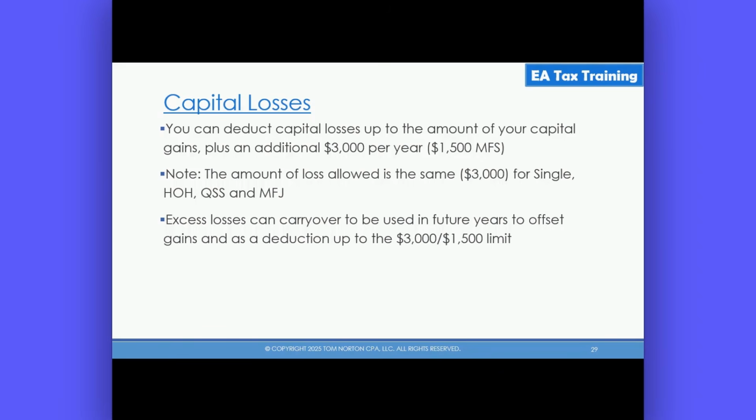If you have excess losses, those can be carried over to be used in future years to offset gains and as a deduction up to that $3,000. So in our example, if you had the $5,000 net loss this year, you can only take $3,000 this year, but now you've got $2,000 that you can carry forward to next year, and you can take that next year.